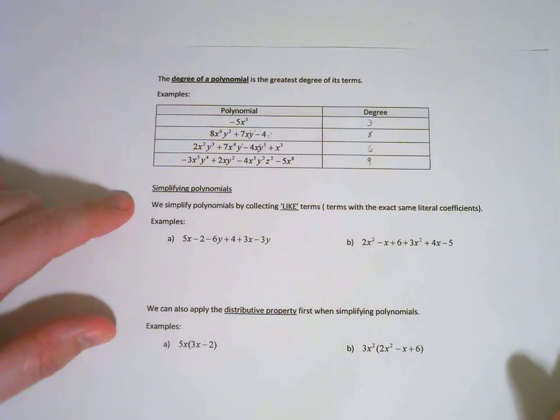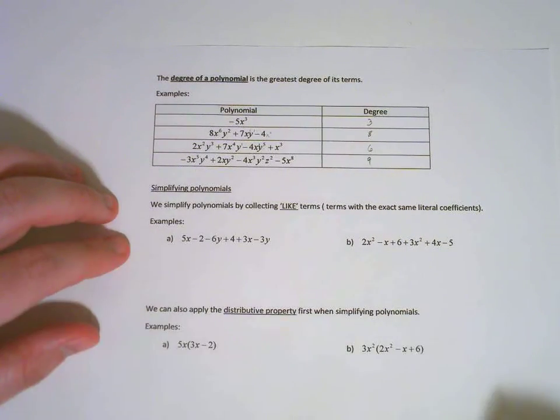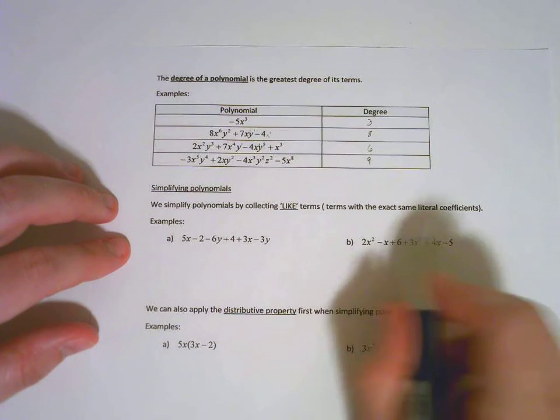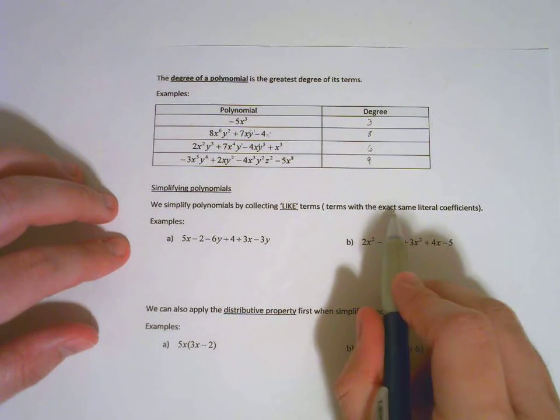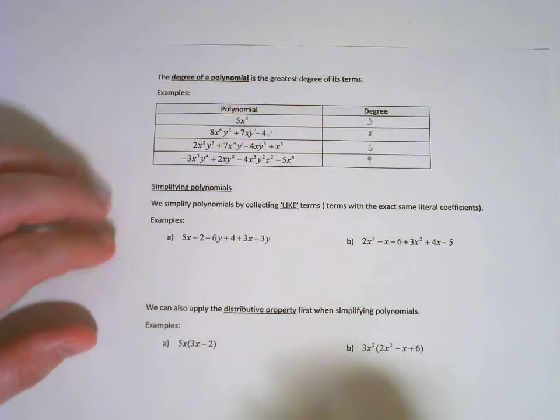Okay. When we talk about simplifying polynomials, then we try to collect like terms. Okay, so these are terms that have, like it says here, the exact same literal coefficients, so exactly the same variable parts with exactly the same exponents on those variable parts.